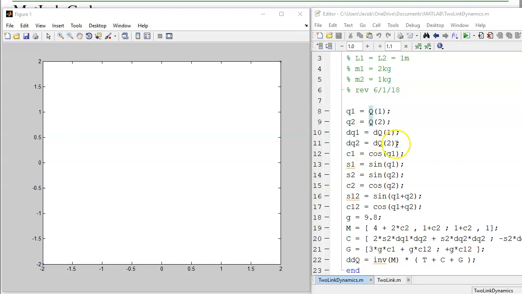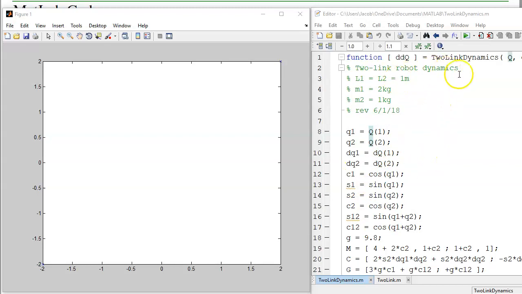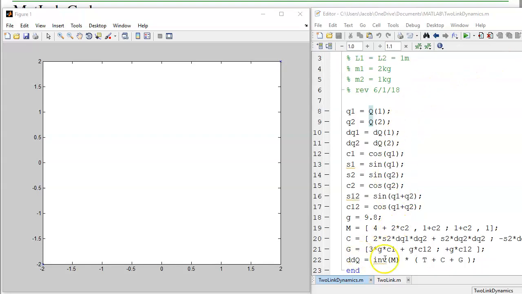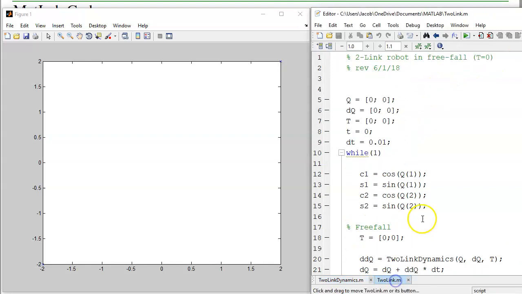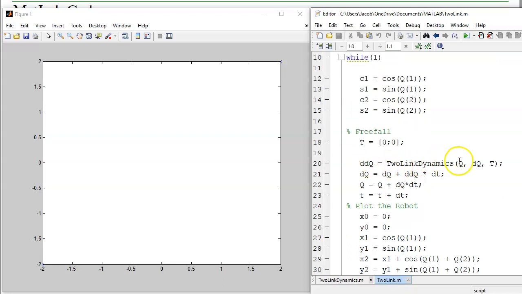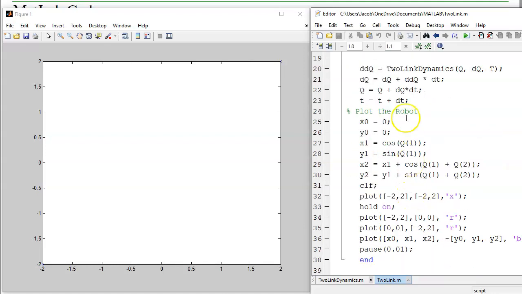And there are two MATLAB routines for that. This one is the 2-link dynamics. Given angle, velocity, and torque, it calculates the acceleration. And to see if it works, this is 2-link. All it does is let the robot move freely. The torque is set to 0. Once I find the acceleration, I integrate to get velocity, integrate again to get position, and then plot the robot. So this is what it looks like in free fall.